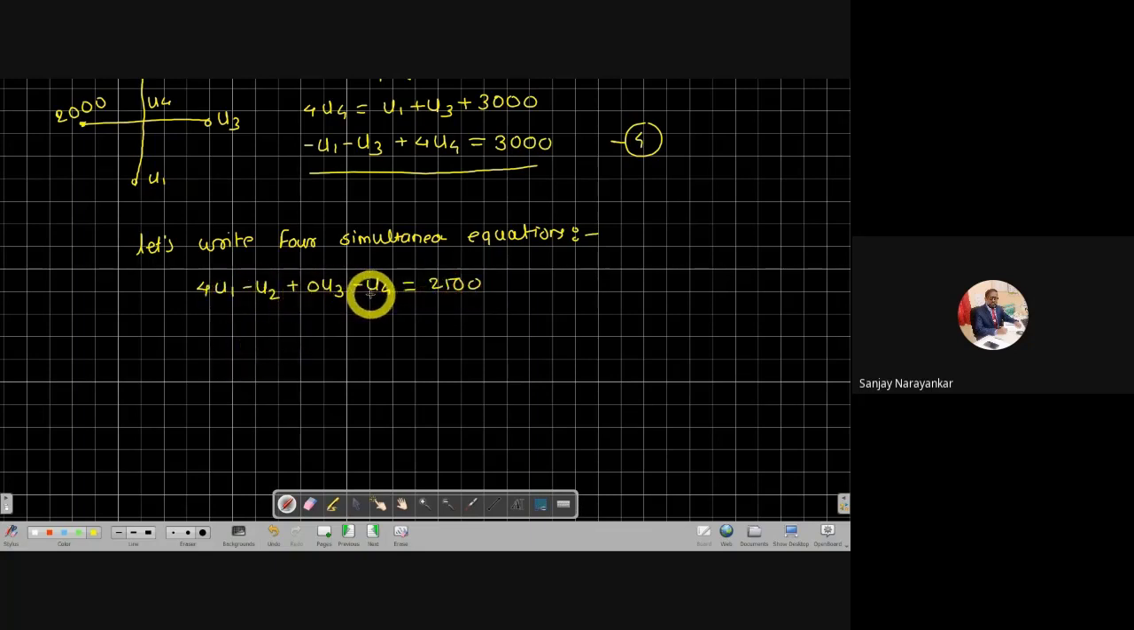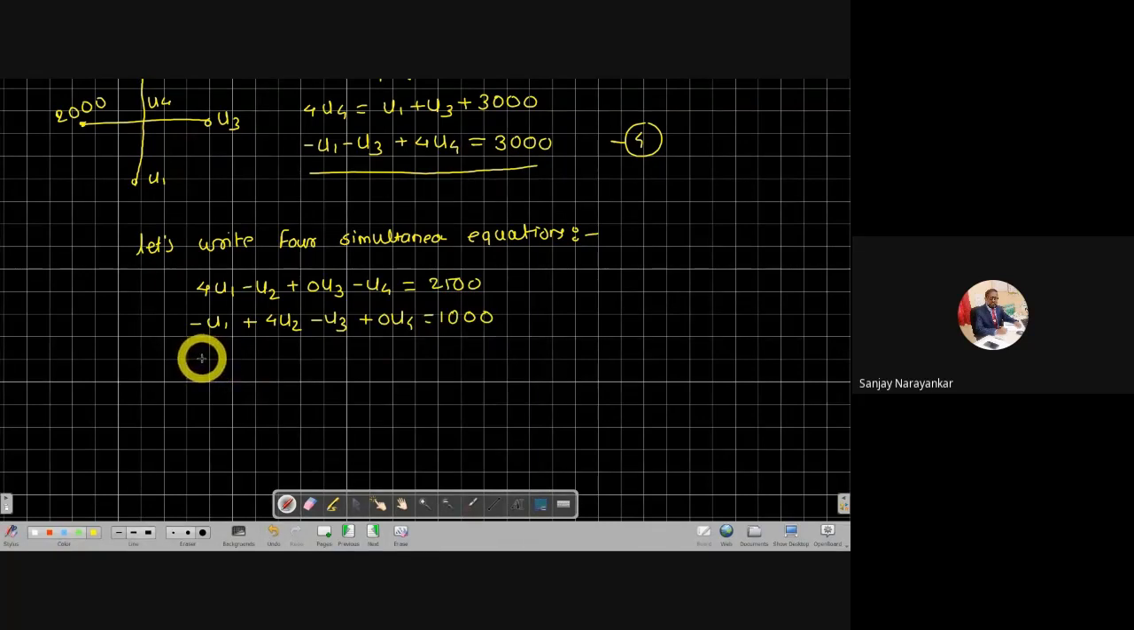Because I want all these terms. Hello, students. Yes, sir. Tell me the second equation. Minus U1 plus 4U2 minus U3 plus 0U4 is equal to 1000. Correct. Good. Next.